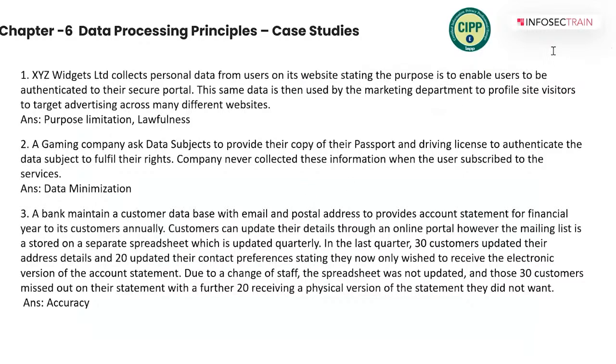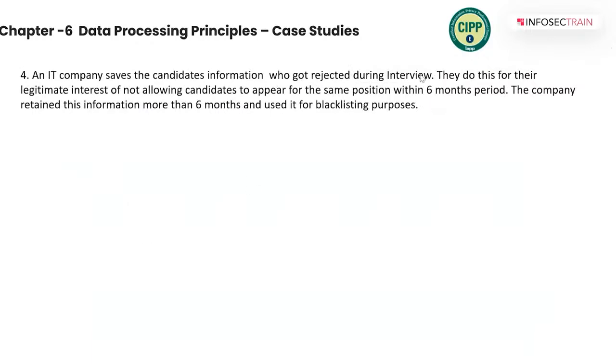The answer is accuracy, right? This is a clear case of an accuracy error. The correct data is not being used, and it's also leading to a data breach in terms of availability being questioned here. The data should have been available to the data subject, which it was not, and people also received a version which is not as per their preference, right? So the principle which is getting violated is accuracy. Let's go to the next case.